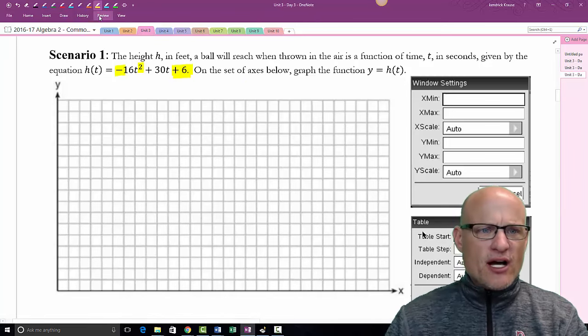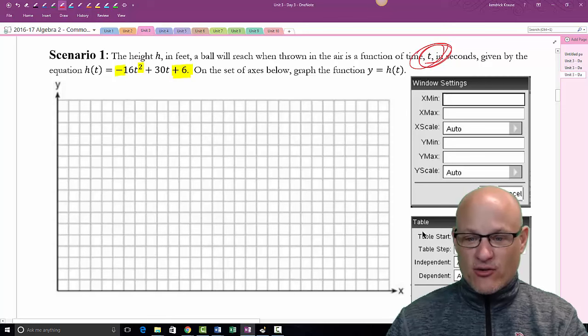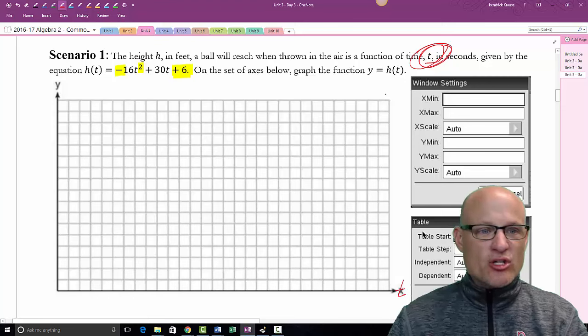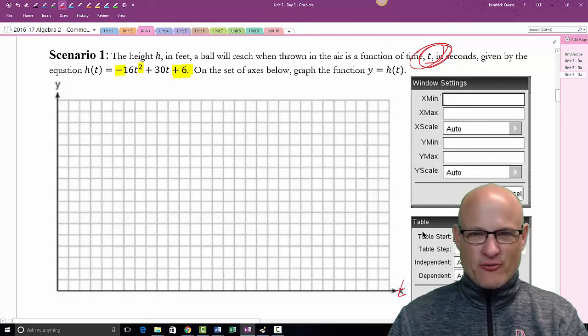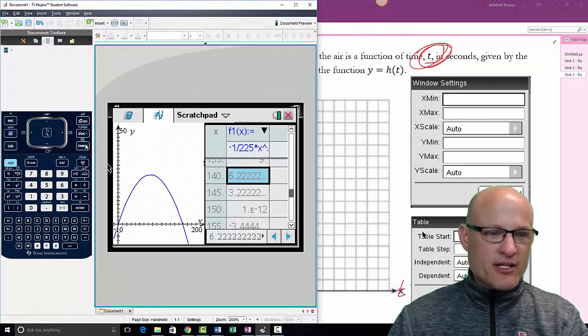So the height of a ball in feet when thrown in the air in time t. Now my t variable's on the bottom. I should probably call this t. It is given by the equation h of t is equal to that. So I'm throwing a ball. It's going to start at 6. How far can you throw a ball? 100 feet? Maybe at the most? I don't know. So let's get this baby in here.